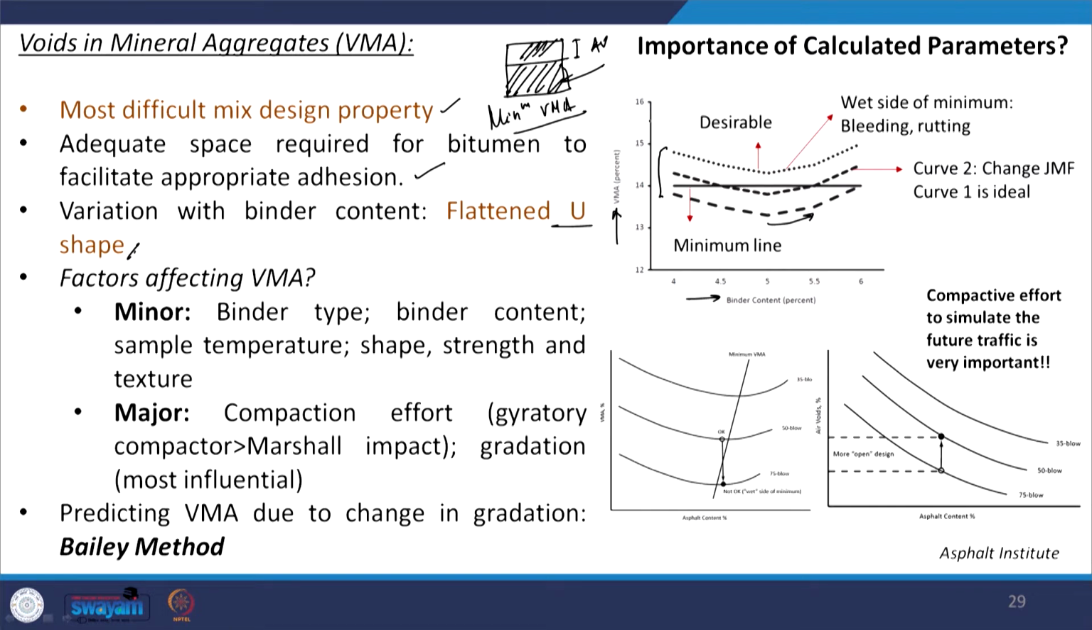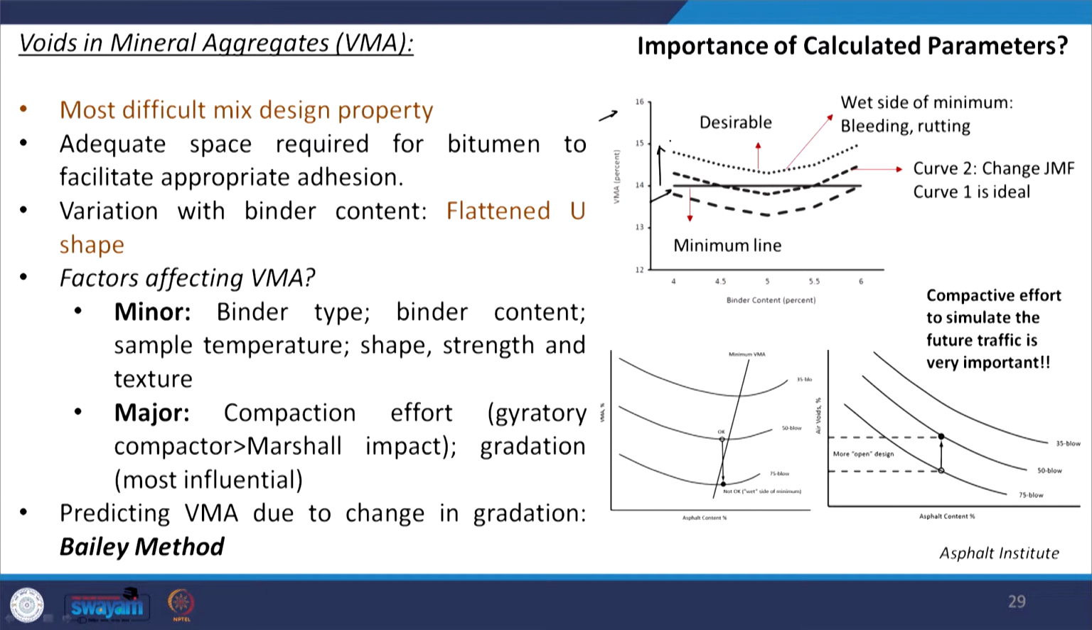If you see this particular figure, I am just removing all the markings here. If you see this figure, you see a horizontal line. This horizontal line in this figure is indicating the minimum VMA that is required. So, ideally our mix should be above this line.